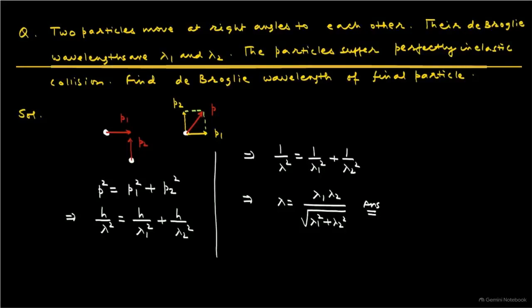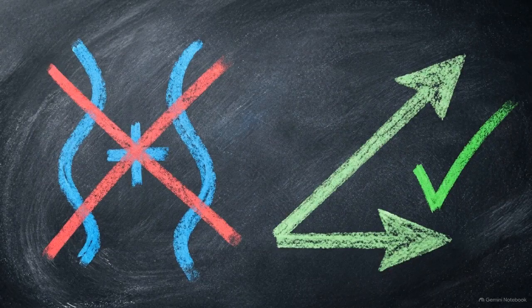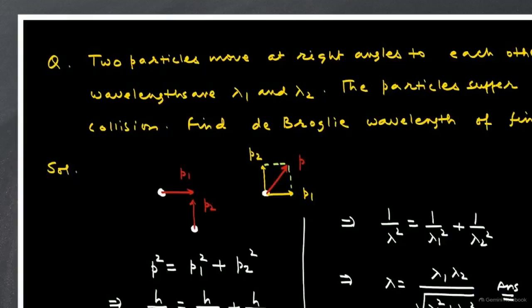This problem outlines a perfectly inelastic collision. The particles strike and merge completely. Our task is to calculate the final wavelength of the single resulting particle. It is crucial to note that quantum wavelengths cannot simply be added together like vectors. You can only combine momentum vectors. These vector diagrams show the classical addition. The initial momenta merge to form a single resultant path, marked in red.